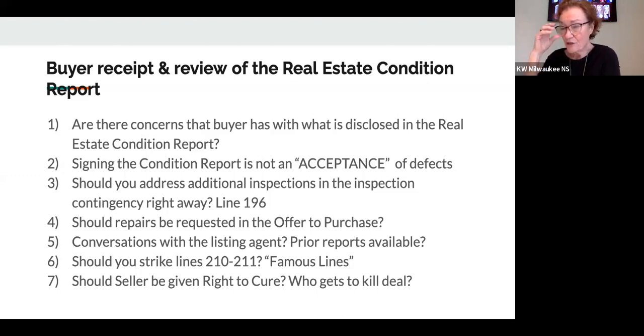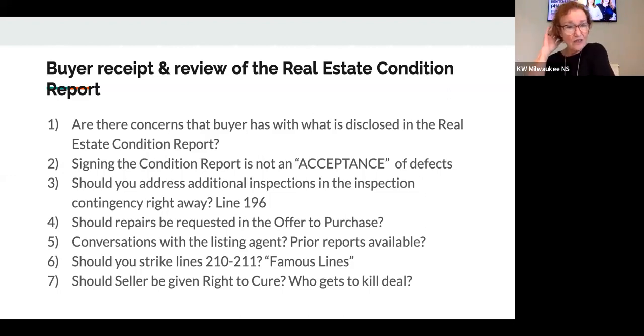Remember that there's a signature for the buyer at the back page of the real estate condition report. This is not saying they're accepting these conditions. It just says that they are acknowledging that they received this real estate condition report. So it's an acknowledgement, not an acceptance.